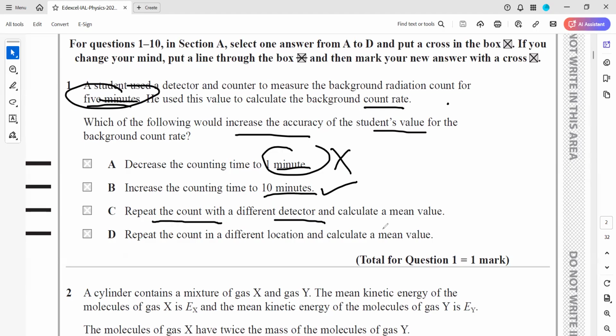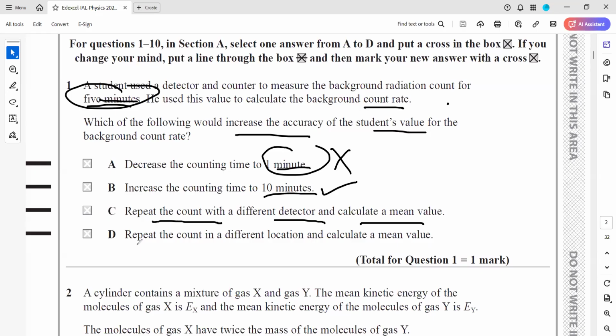Repeating the count with a different detector and calculating the mean. If we repeat the experiment, it will not affect the accuracy of the result, and it will not change the uncertainty. We just change the detector, a different detector is used, and we calculate the mean and average. The results are the same, that's why it won't affect it. Different types of detectors are there.